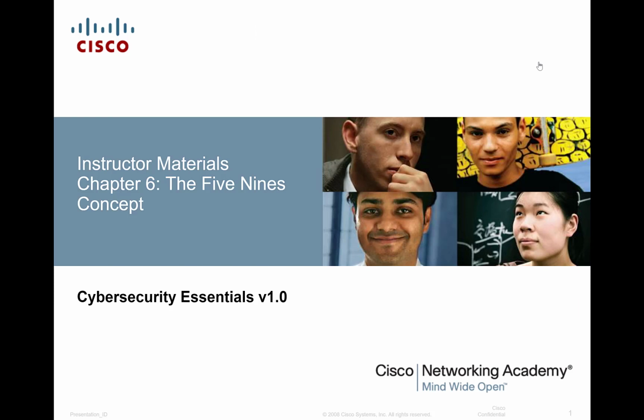We are starting off with Module 6 today, and that is the 5 nines concept, and it has to do with availability. Who has a good idea of what availability means? Remember when we talked about the CIA triad, that confidentiality, integrity, and availability? What was availability? What does that mean? And if you're new, just what does the word available mean to you?